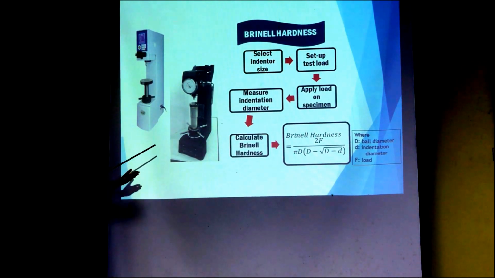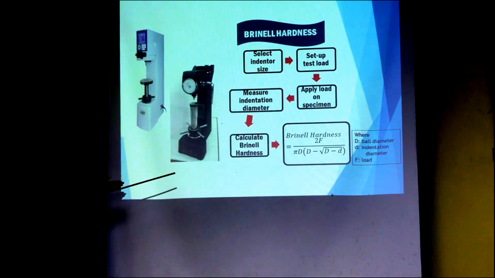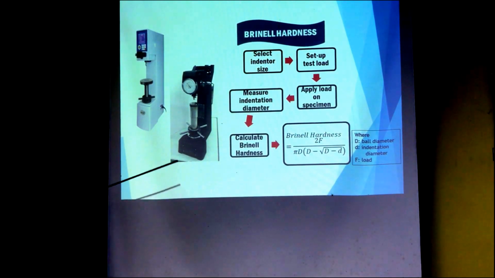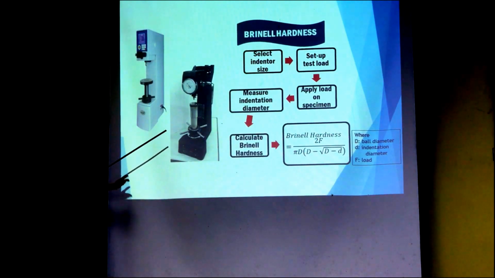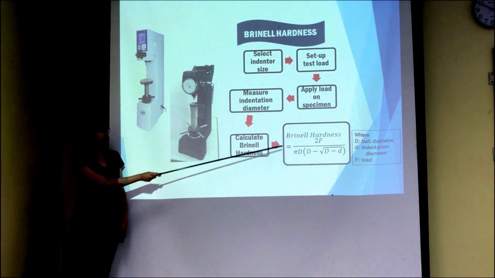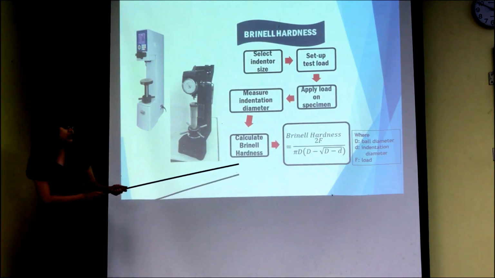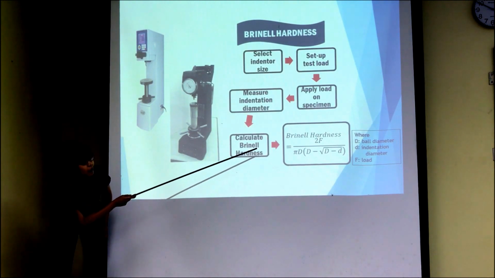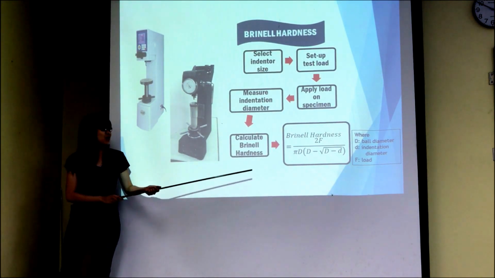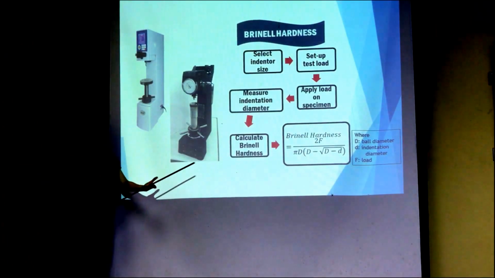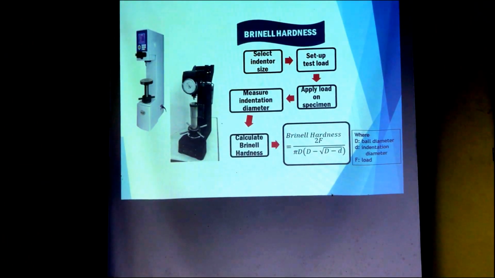The difference here is that we have to calculate the Brinell hardness by applying this formula, which is different from Rockwell hardness, where we can get the hardness number directly. So we have to calculate it using this formula. F is for the load, the capital D is for the ball diameter, and the small d is for the indentation diameter. And after applying this formula, we can get the Brinell hardness number for our specimen.